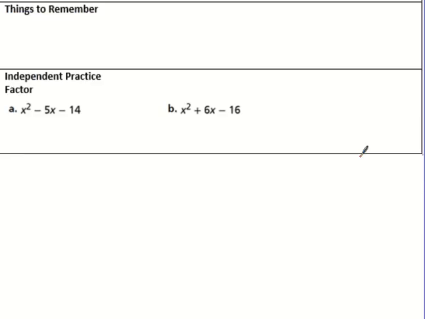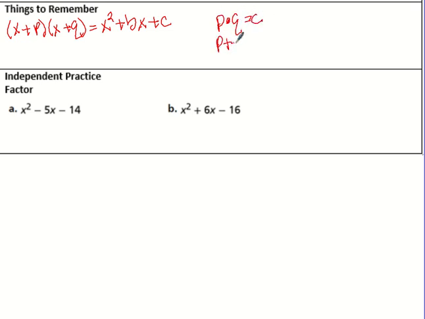So things to remember is when we've got x plus p and x plus q, when we multiply it, it's going to get x squared plus bx plus c, and p times q will get me c, and p plus q is going to get me b.